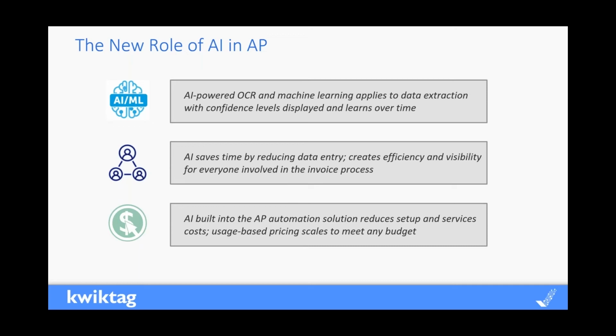Again, the number two challenge that we talked about a moment ago, for everyone involved in the process, regardless of where they are. And finally, the AI built into the AP automation solution really reduces that setup and services cost. So that challenge we talked about a moment ago, of getting over the budget hurdle within your organization, can be taken away completely with AI built into your AP automation, because there is no, I need to train the vendor card, I need to set up the OCR template, I need to create zones and put things in certain places.